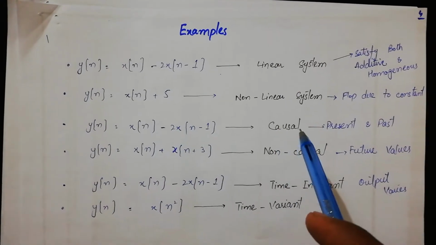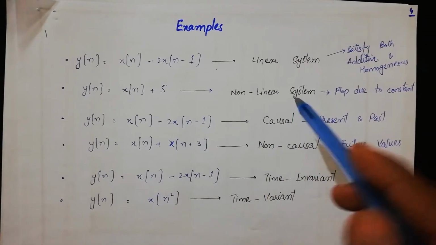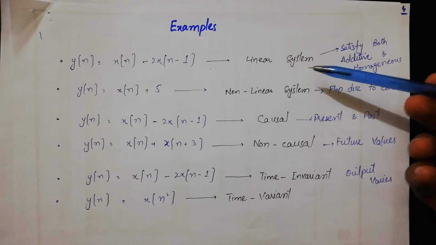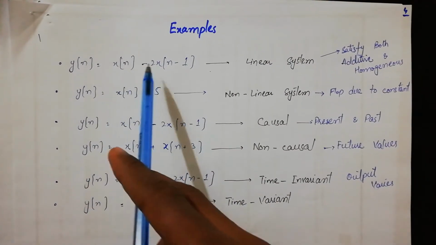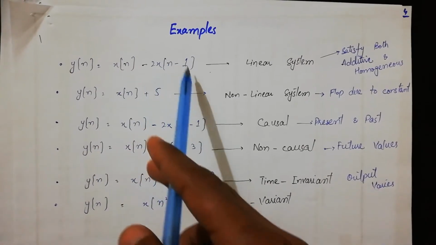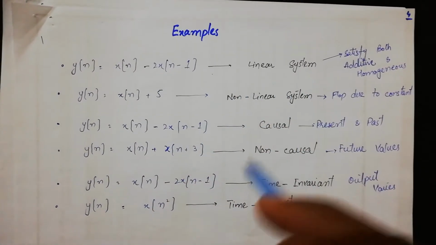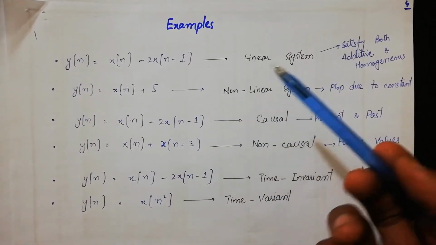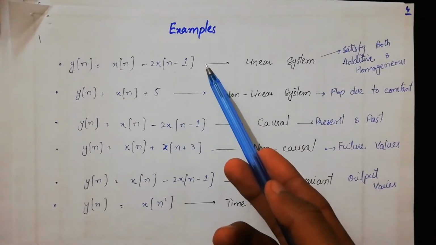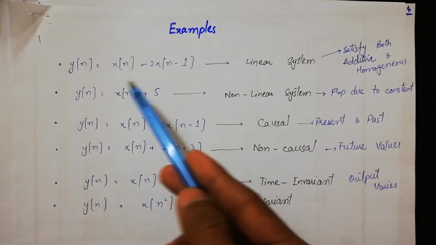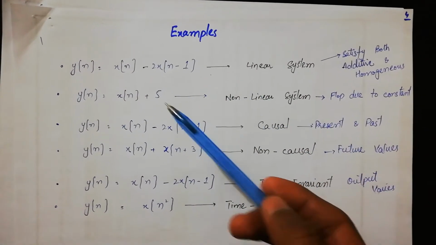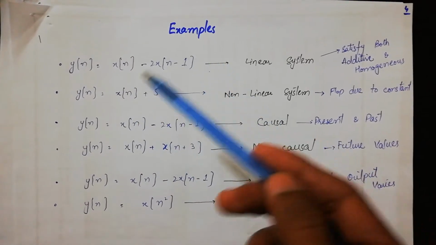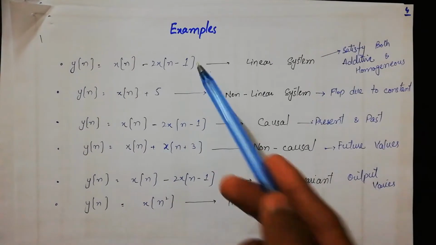As in the contents of today's lecture, we will prove these properties with the help of examples. In the examples of linear systems, we have y[n] = x[n] minus 2x[n-1]. It is a linear system because when we take two inputs, let's take two inputs x1 and x2, pass them through the system separately and then add them after passing through the system, we get the output. And if we add the two inputs before and then pass them through the system, it is satisfied.